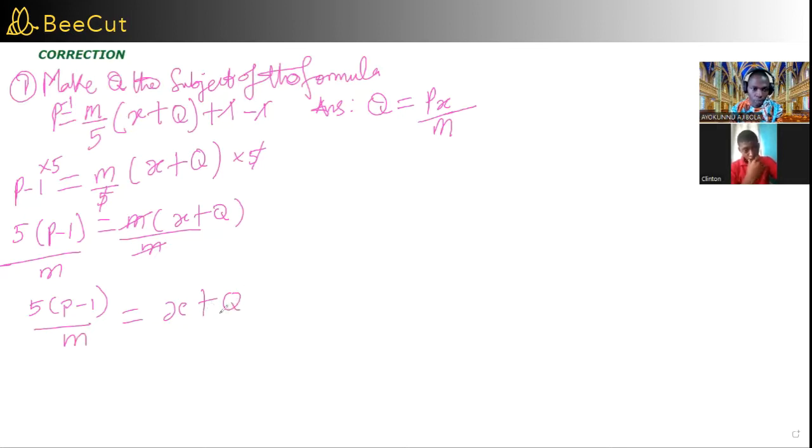So what is disturbing Q from standing alone now? X. And what is the relationship? It is subtract as addition, yes or no? You are going to say both sides minus X, so that this can cancel this. X minus X is 0. Then I have Q left. So Q now equals all of this, which is 5 into P minus 1 all over M, then minus X. So this is your answer. Okay? Yes, sir. So take note of the answer.